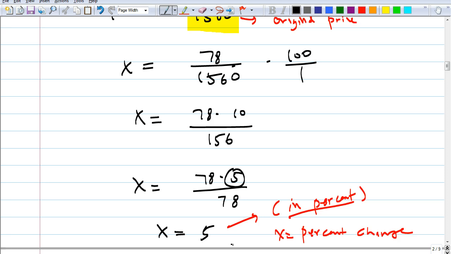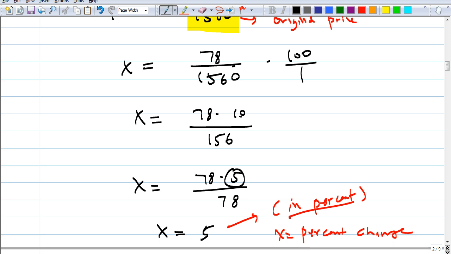Right, guys? You multiply both sides by 100. What goes into 15, 60, and 100? Well, 10, right? And then, of course, 10 and 156 are both even, so 2 goes in. 2 goes into 10 5 times. 2 goes into 156 78 times. So 78 and 78 cancel. You get 5, right?